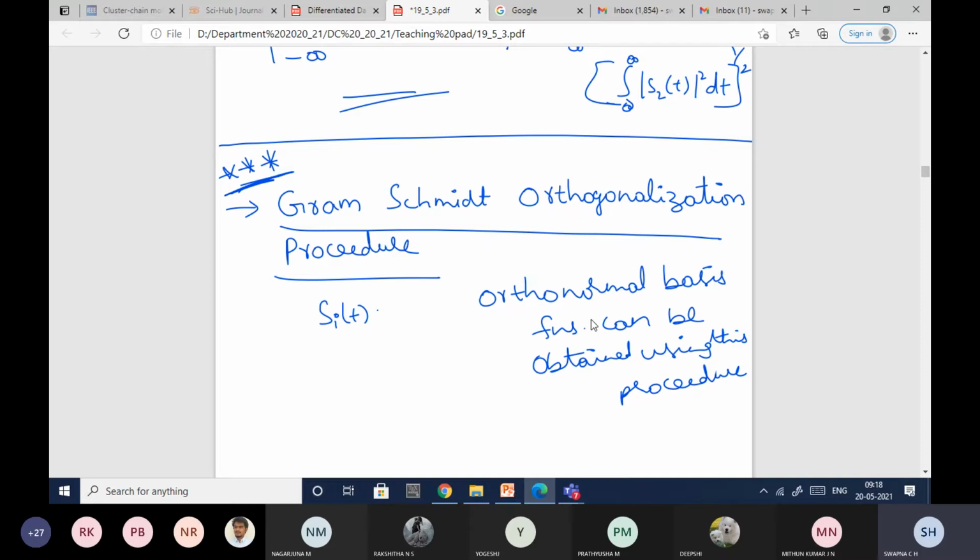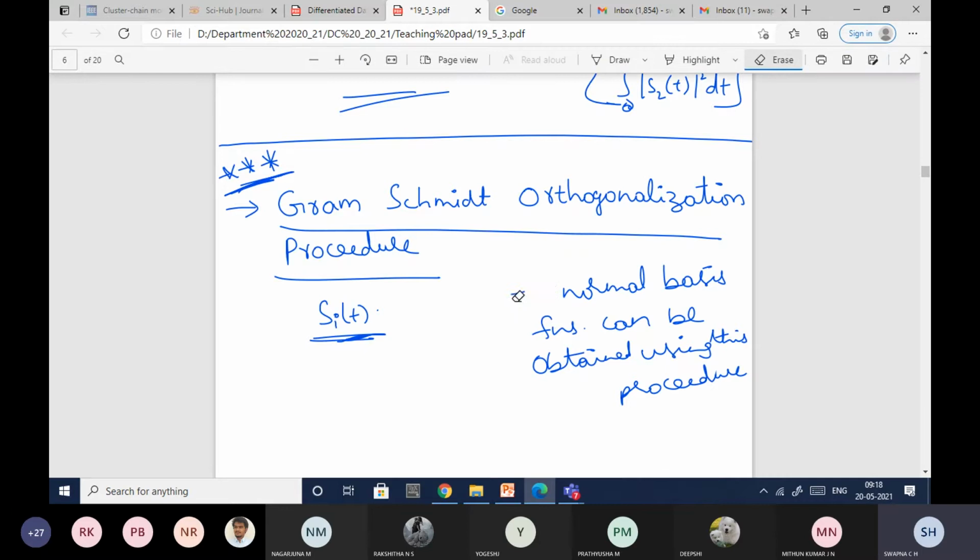Why are we finding orthonormal basis functions? Because we'll be able to represent the energy signals using these orthonormal basis functions. Since we are able to represent the modulated signal using the orthonormal basis functions, we need to find them. How to find them, we'll see now.